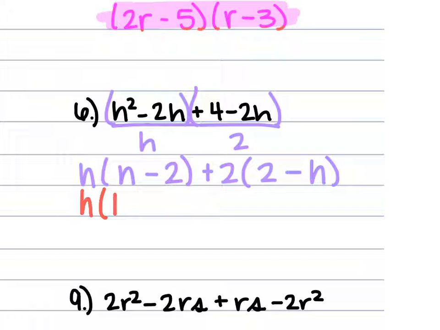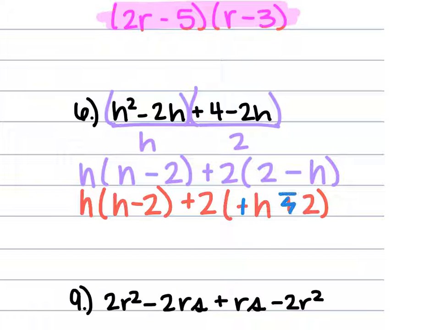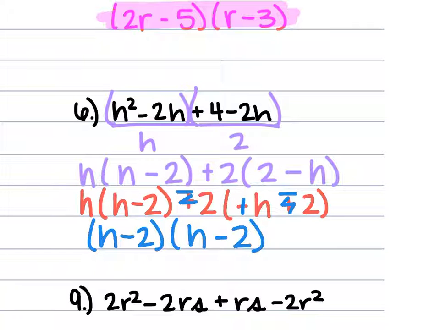This is h times h minus 2, and then 2 times negative h plus 2. We have opposite signs in these parentheses, so this is going to be turning into a negative, and same thing with that 2 that's out front. So this is going to leave us with h minus 2 times h minus 2. And again, you can rewrite this as h minus 2 squared.